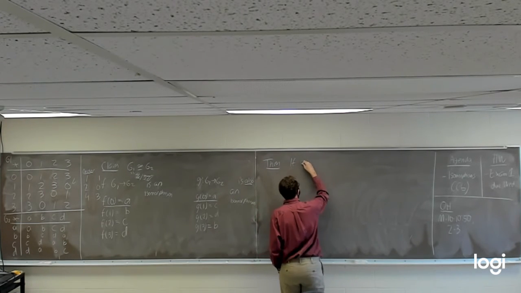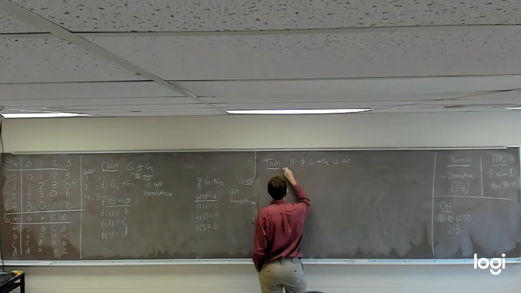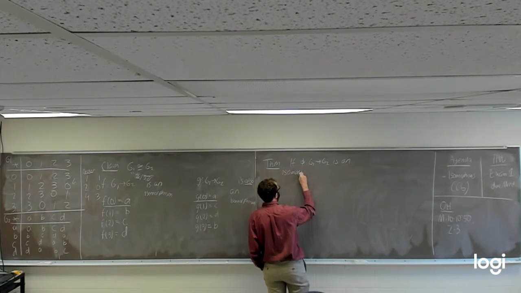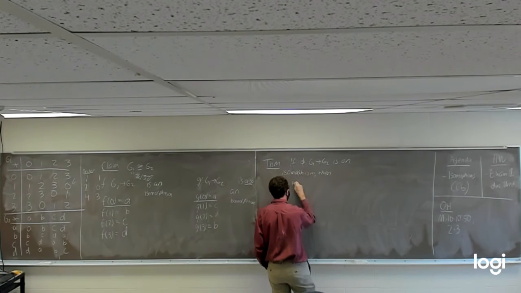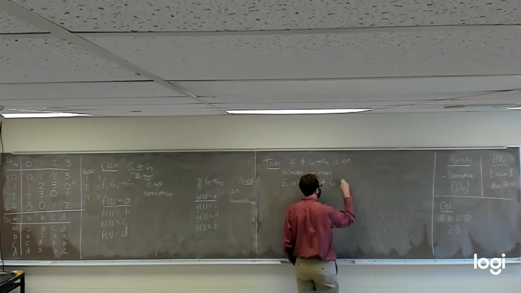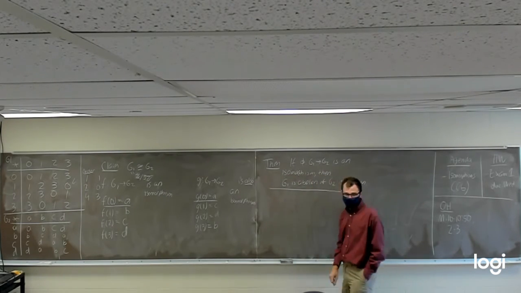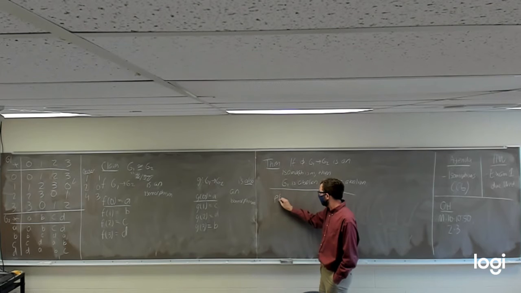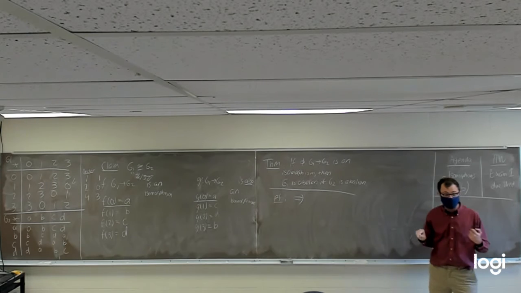So our claim is if phi from G1 to G2 is an isomorphism, then G1 is abelian if and only if G2 is abelian. All right, I didn't write down proofs for any of these in preparing for class. Let's see how horribly awry this goes. So let's go to the forward direction first. We'll show that if G1 is abelian, then G2 is abelian.